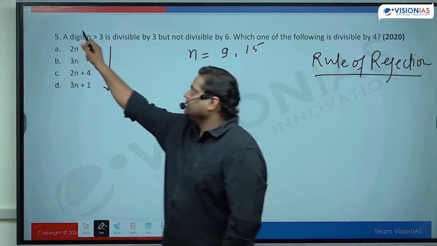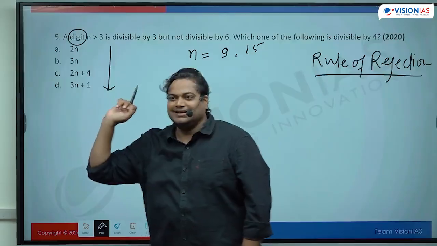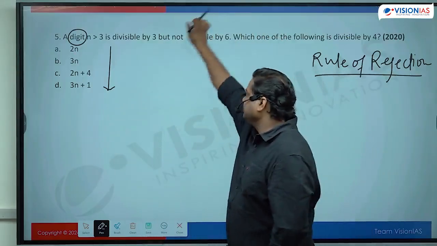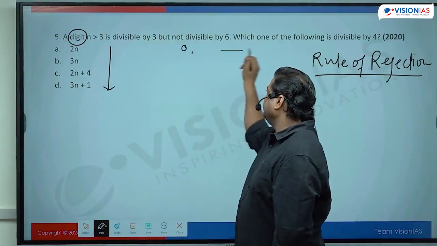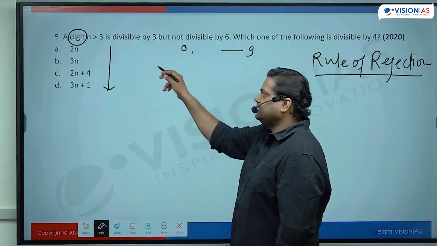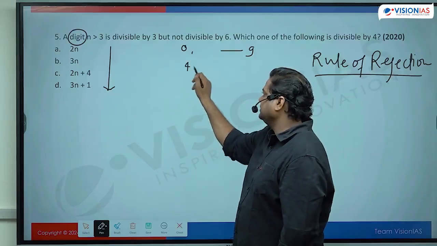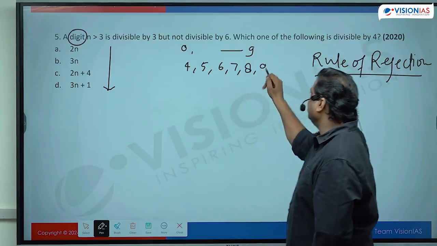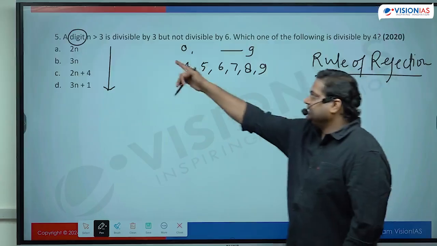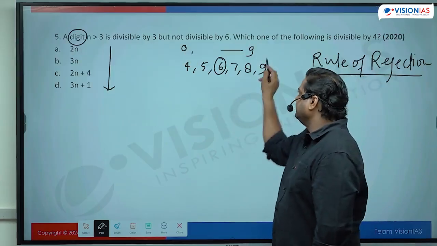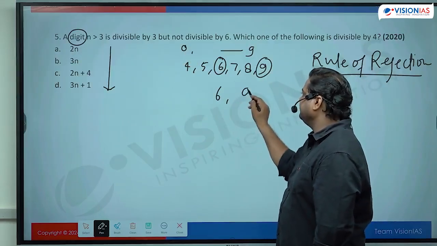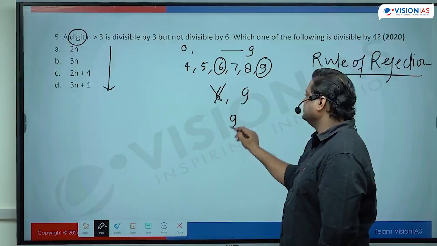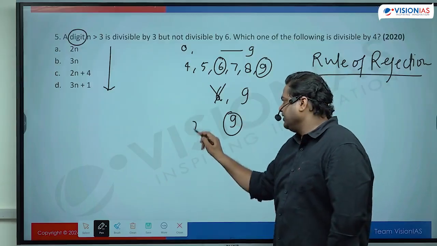Here it is written digit. It makes more simple. A digit n greater than 3. So digit can be 0 to 9 only. So n greater than 3, what is the possibility for us? 4, 5, 6, 7, 8, 9. It is divisible by 3, 6 and 9, but not divisible by 6. That means we are having n key value 9.